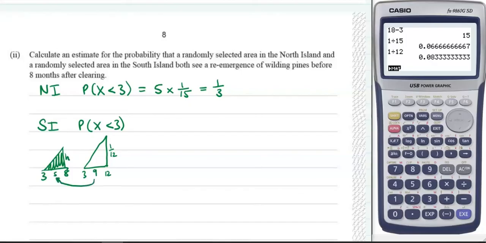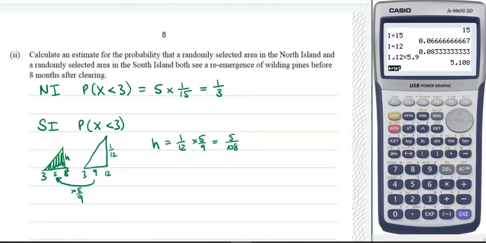So going from this one to this one is multiplying by 5/9, which we would apply to the 1/12 as well. So h is equal to a 12th times 5/9, which comes to 5 over 108. I've just done that on the calculator over the side here. These aren't pretty numbers. So the area will give us the probability that x is less than 3 of that smaller triangle, that is. Oh wait, not less than 3. I should have fixed them. It was less than 8 on all of them. Whoops. Okay, so less than 8.